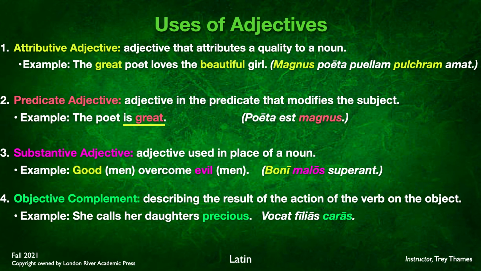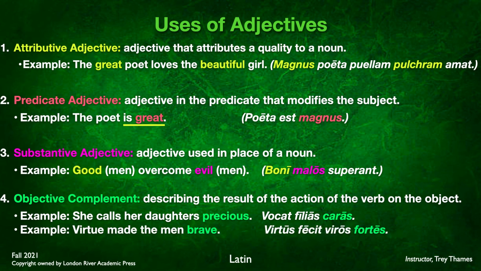Here's one more example to help solidify this. Virtue made the men brave. So here again, virtue is doing the action. Made is our verb. Men is our direct object. And brave is our objective complement. It is essentially complementing or completing the direct object. It is, again, the result of the action. It's the result here of the making of the men.